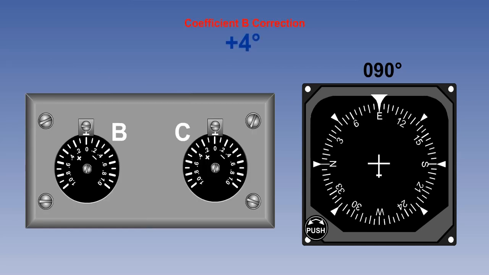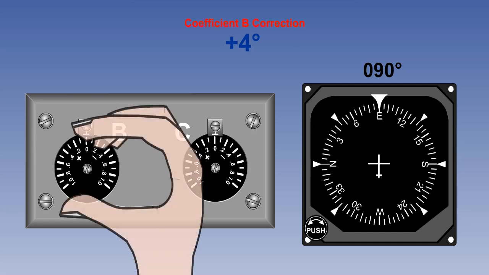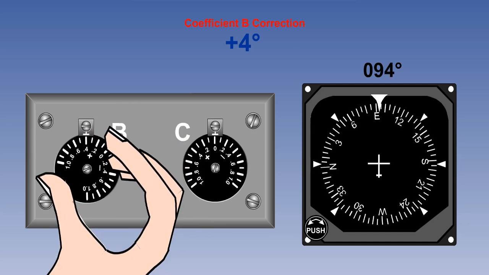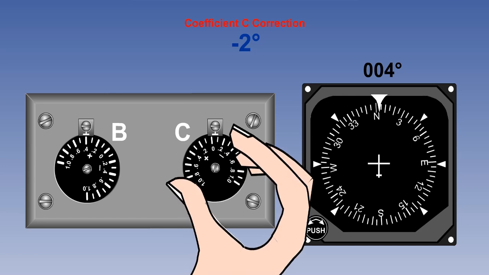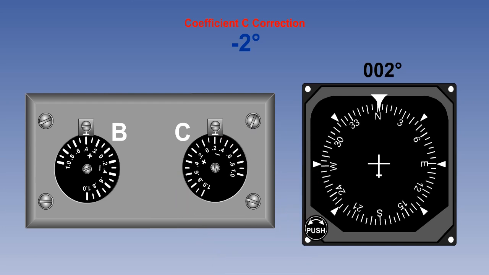Coefficient B is removed on headings of east and west. Let's say the error is plus 4 degrees. And coefficient C is removed on headings north and south, because as we saw from the graphs earlier, the relevant coefficients will be at their maximum on those headings. Let's make the error due to coefficient C minus 2 degrees. However, it is unlikely that all the deviation will be removed by this process, and therefore any residual deviation will be recorded on a compass deviation card, which will be placed adjacent to the aircraft compass.